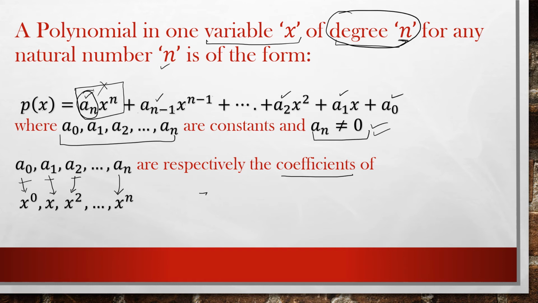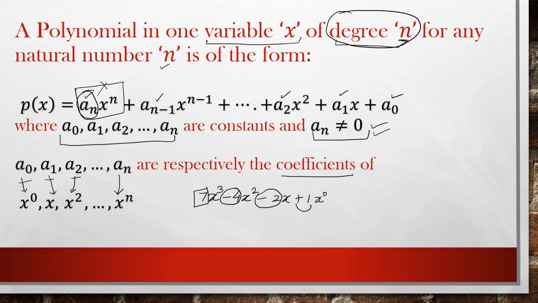Suppose we have a polynomial like 7x power 3 minus 4x square minus 2x plus 1, right? Now coefficient of x cube is 7. 7 is coefficient of x cube. Minus 4 is coefficient of x square. Minus 2 is coefficient of x, and there is no variable x, so we can write it as x power 0. So the coefficient of x power 0 is plus 1.